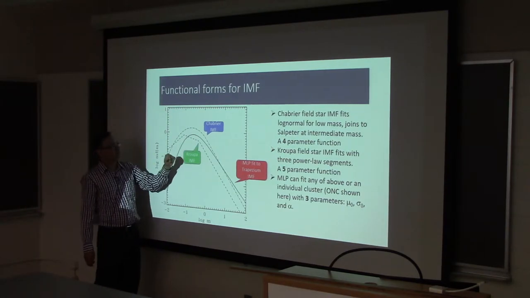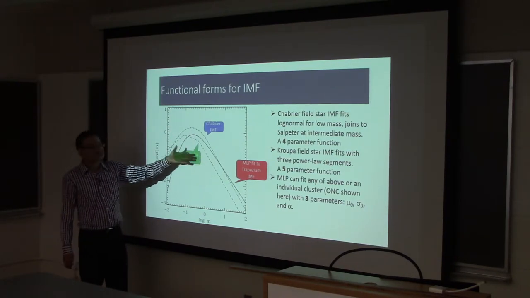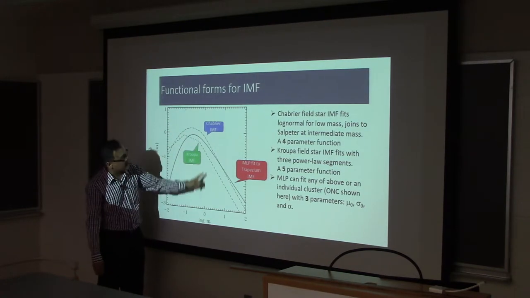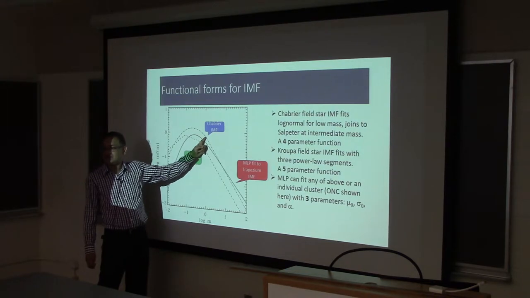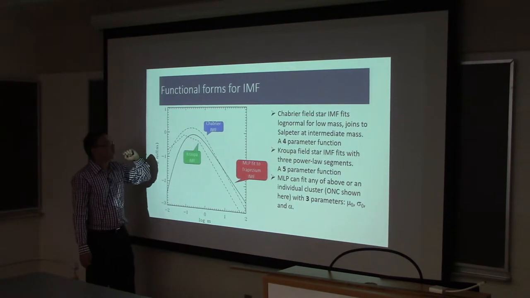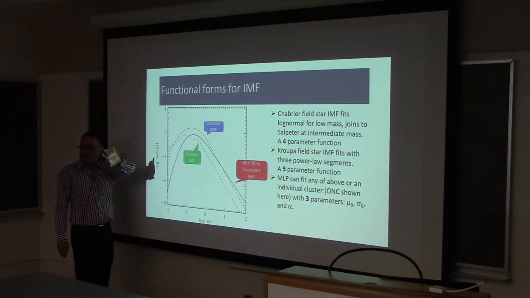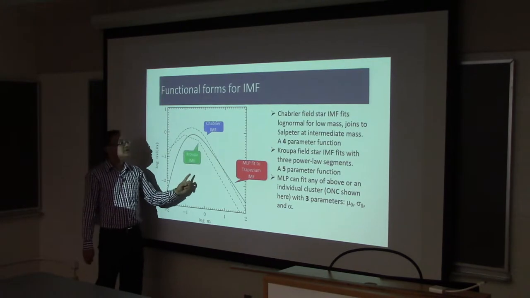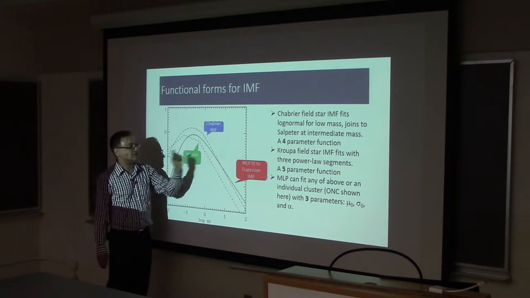With Chabrier, the argument is that Kroupa is bad because of too many parameters. Why not just assume log normal? But then at one solar mass there's a bit of a kink. It's hard to see. You join it manually with the Salpeter IMF. You can do that maybe for the field star data if you measure it once. But if you're measuring different clusters, you can't fix the joining point to be one solar mass every time. So the joining point is your fourth parameter, along with the two of the log normal and the power law index.